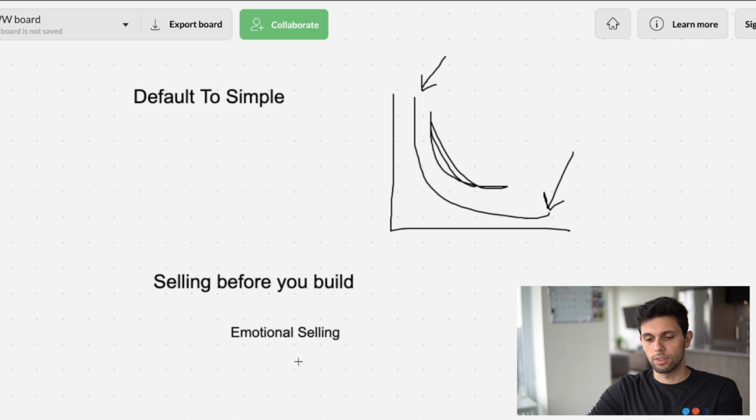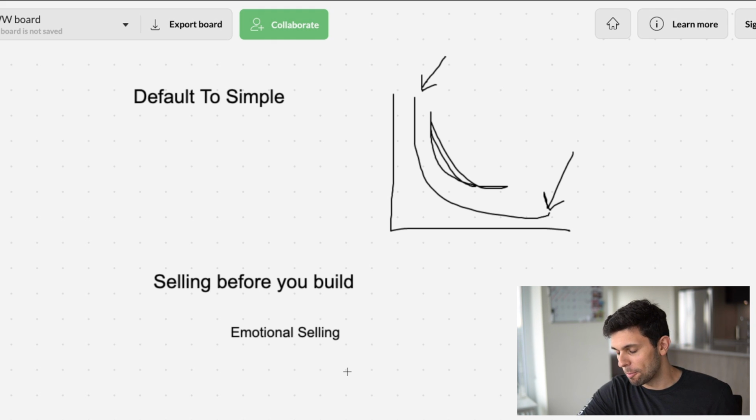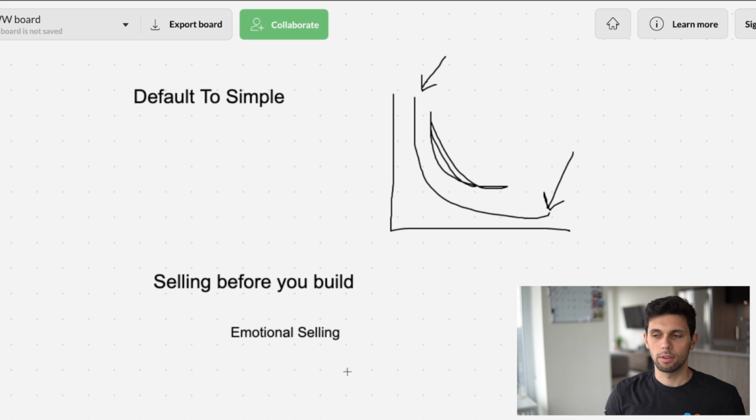The next thing is emotional selling. And basically, this is number 3. What this one is, you need to understand that when you are selling a product to someone, you're selling them an outcome. You're not selling them features or anything like that, right? People don't care. So what I have here is people don't buy products or features. They buy feelings. They buy with emotion, and then they justify with logic.